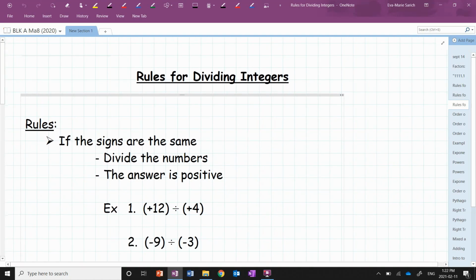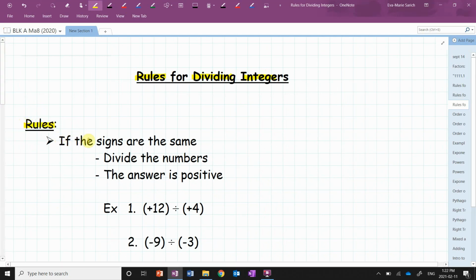All right, ladies and gentlemen, we have a new lesson today on dividing integers. So just like the multiplying, I'm just going to give us some rules for dividing integers. That's very similar to multiplying because multiplying and dividing are opposite. So here are the rules.